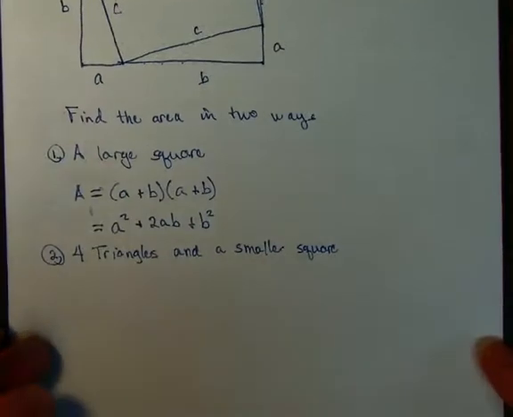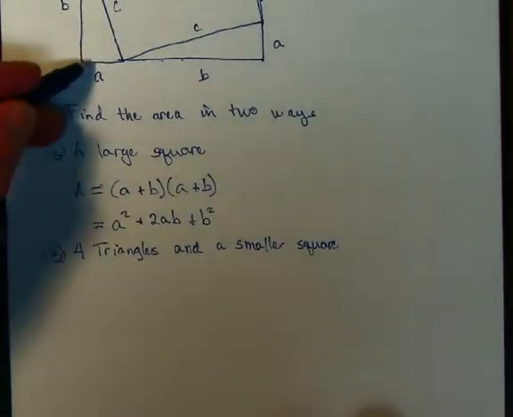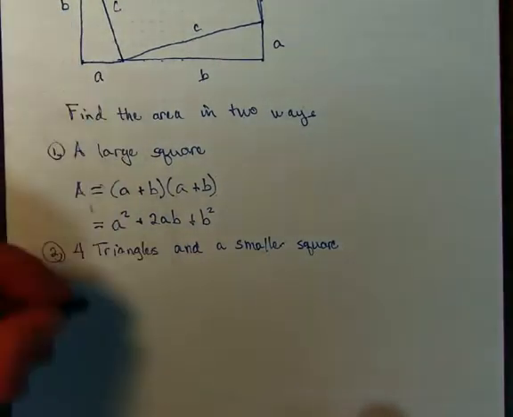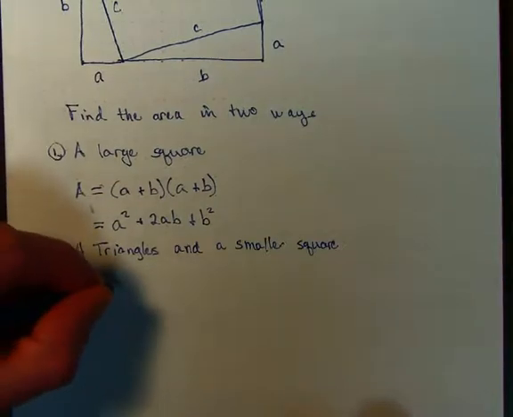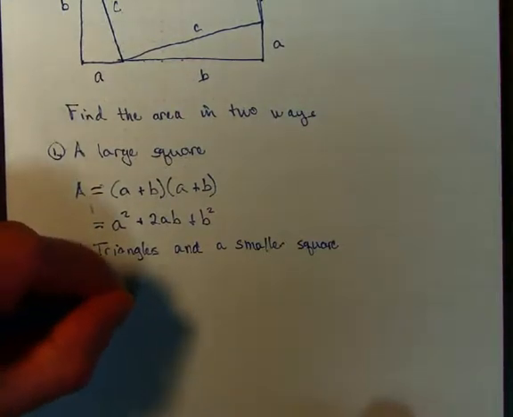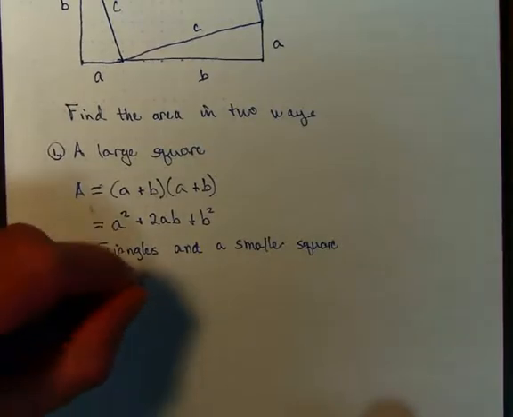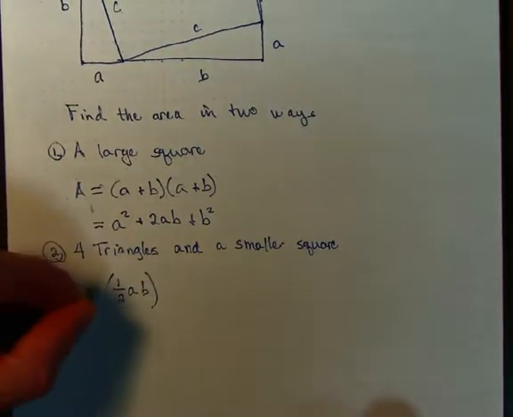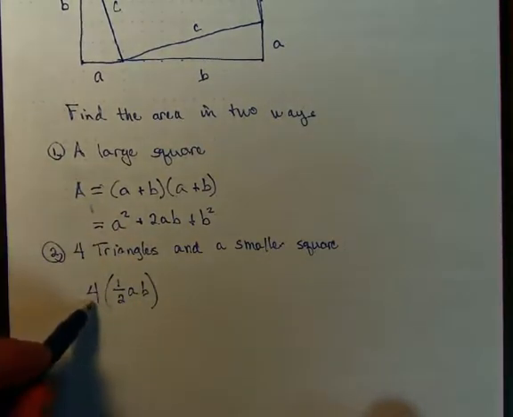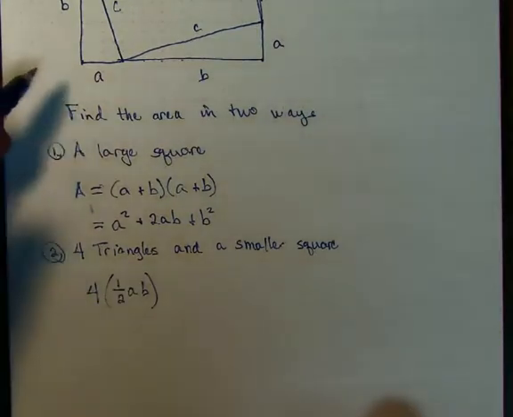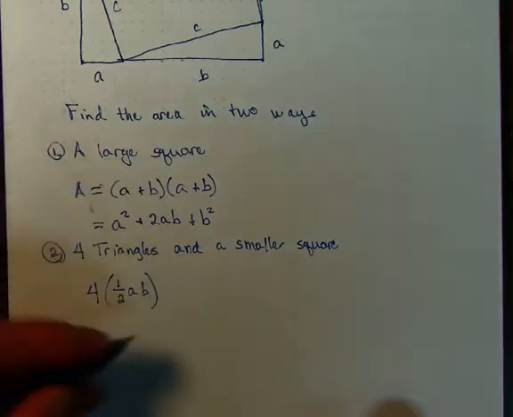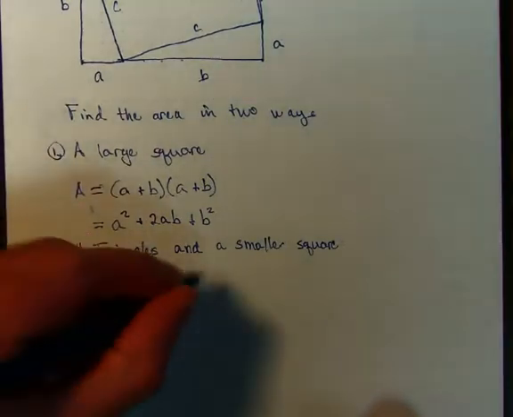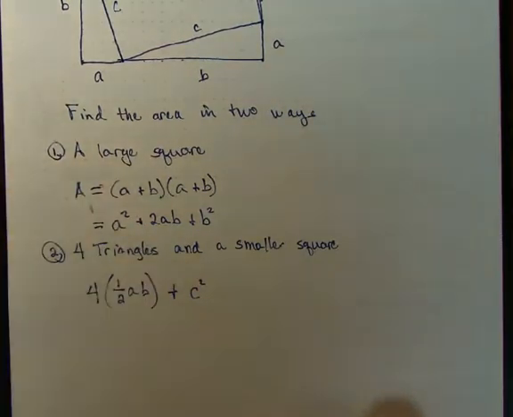Now, of course, we know how to find the area of a triangle, 1/2 the base times the height. So the area of an individual triangle would be 1/2 AB. Now, the total area of all four triangles can be found by just multiplying this quantity by 4, since the four triangles are identical, they would all have the same area. And then we need to add in the area of that tilted square.